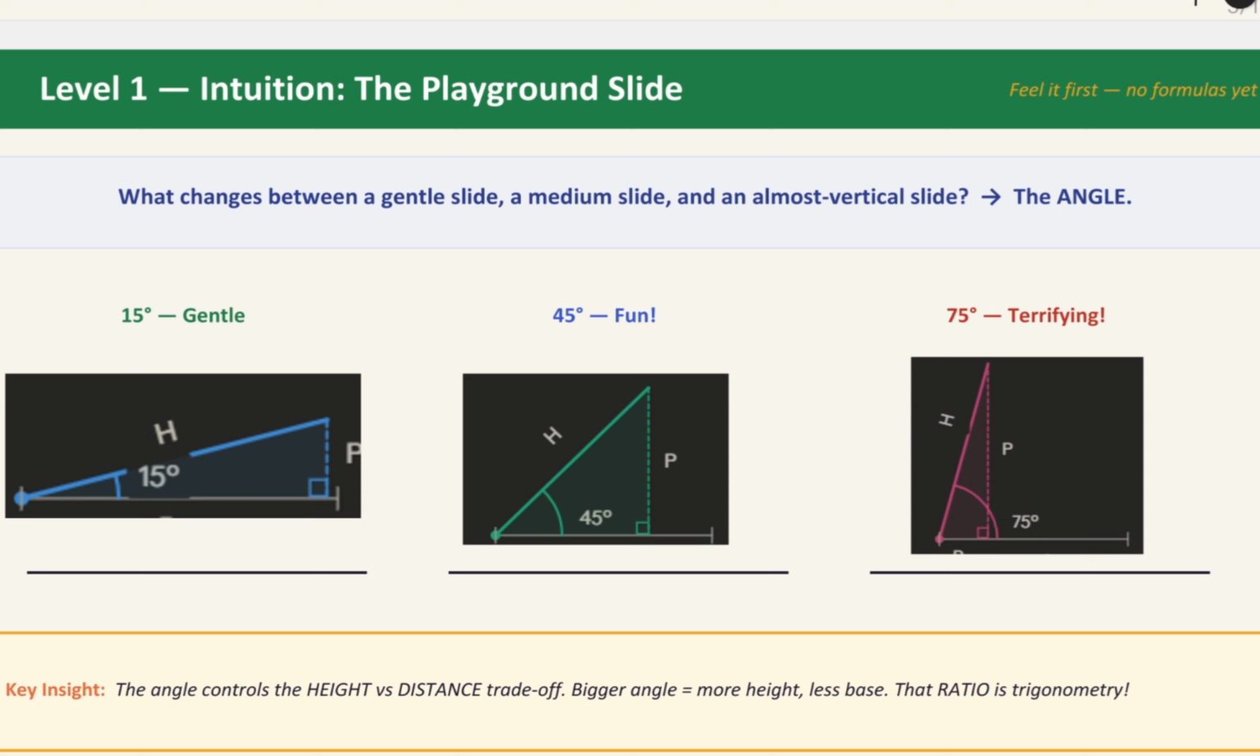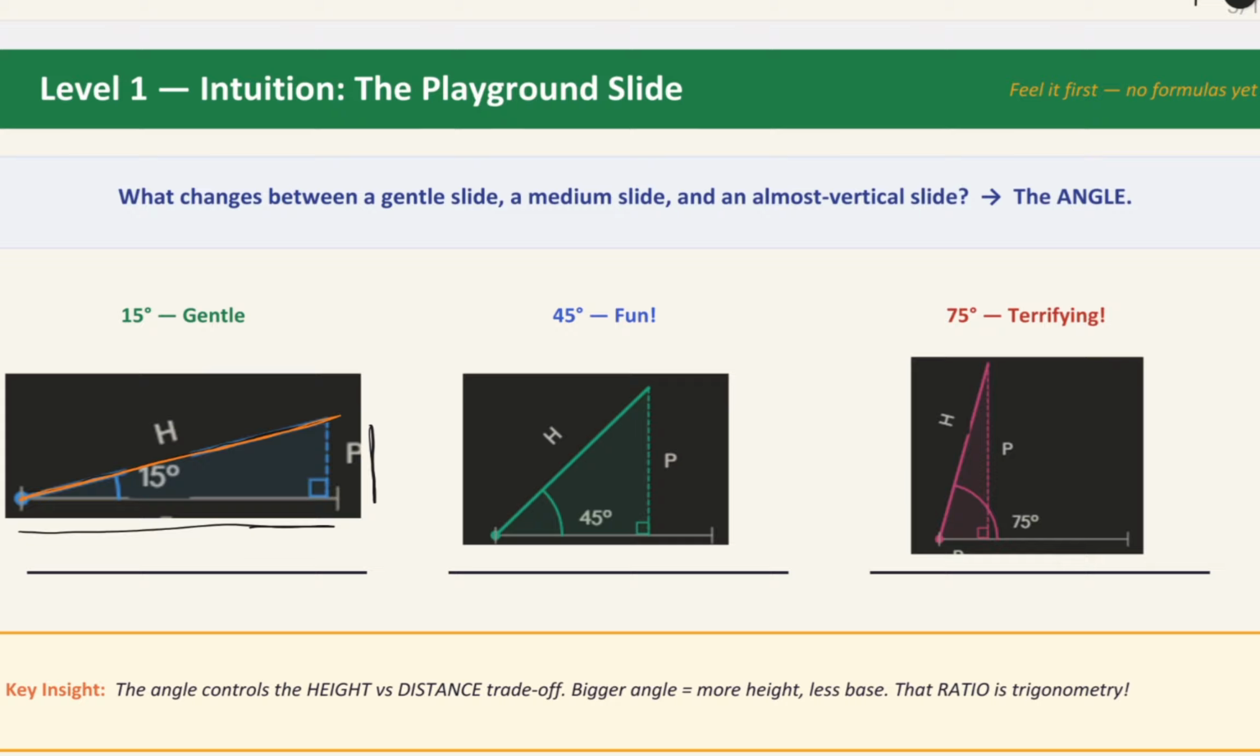The angle. That's it. And the angle completely controls the relation between the height of the slide, the horizontal distance from the base to the end of the slide, and the actual length. This is the actual length of the slide. So the angle controls these relations.